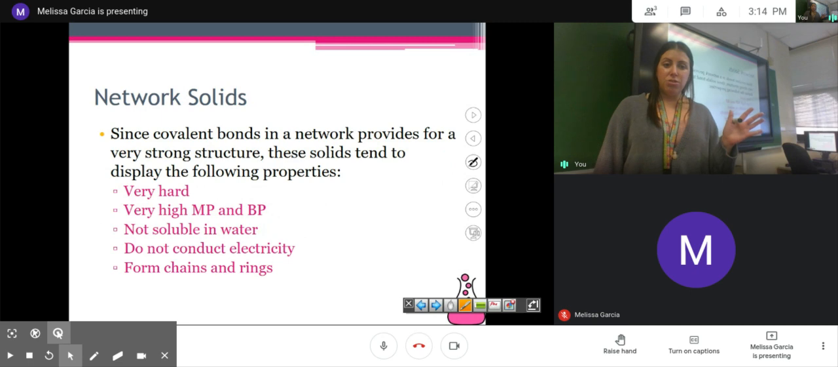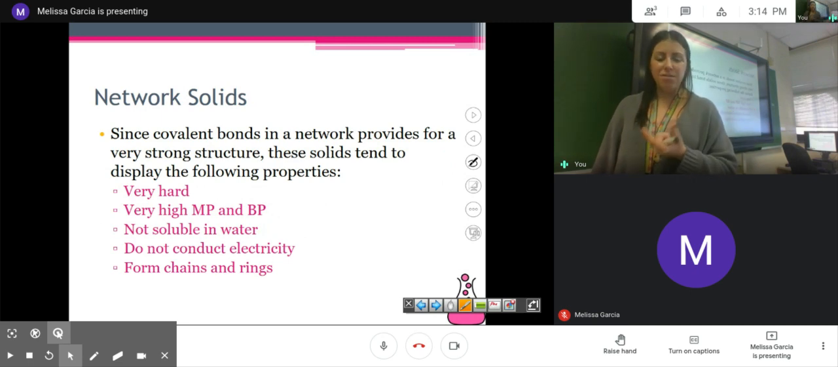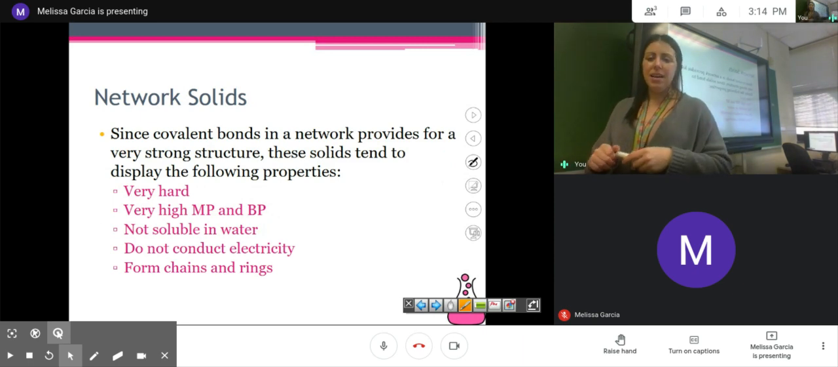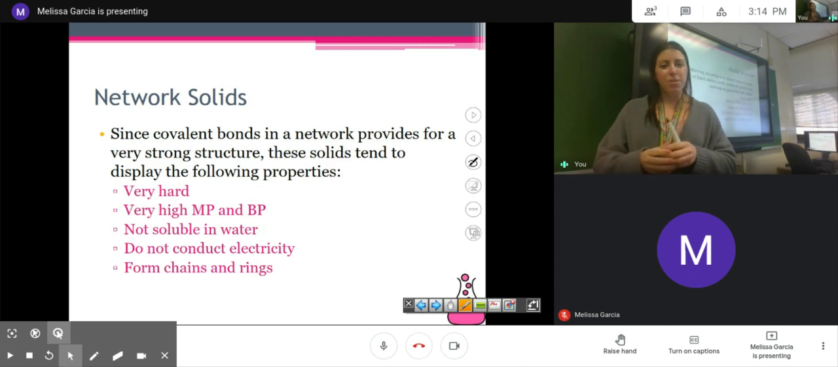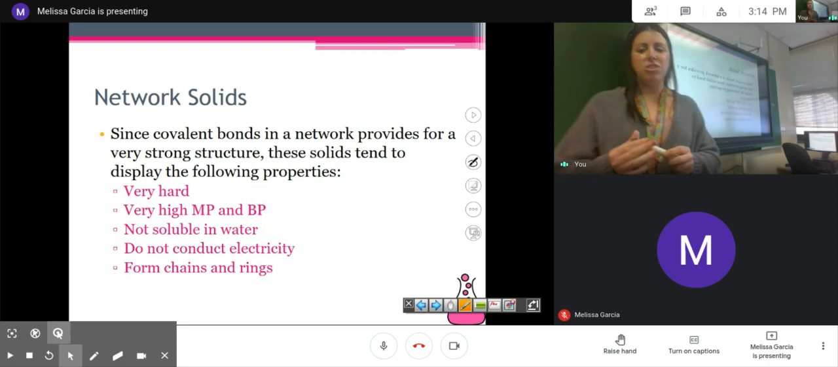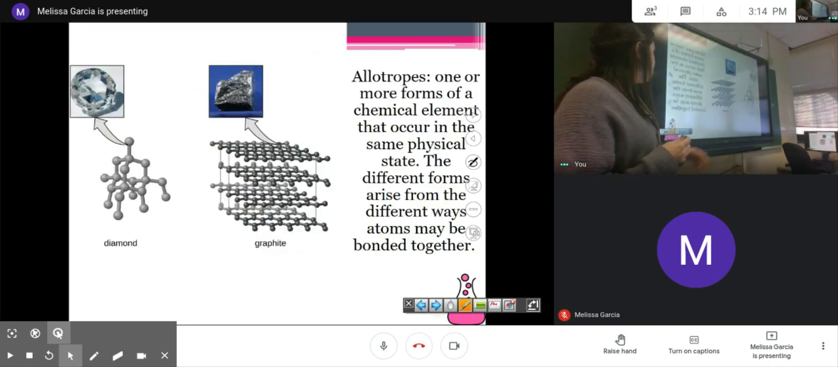They don't conduct electricity because there are no ions. Remember, we need those free moving charges to conduct electricity. We don't have any charges here in these guys, but they will form these chains and rings. And this is something we're going to look at in detail in the next unit when we talk about organic, these chains and rings that can be formed.